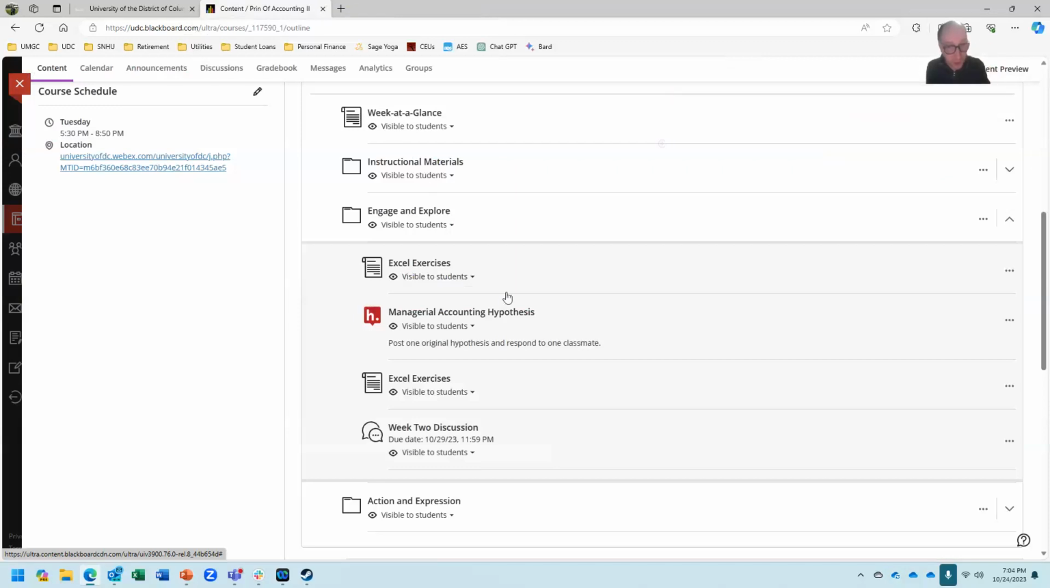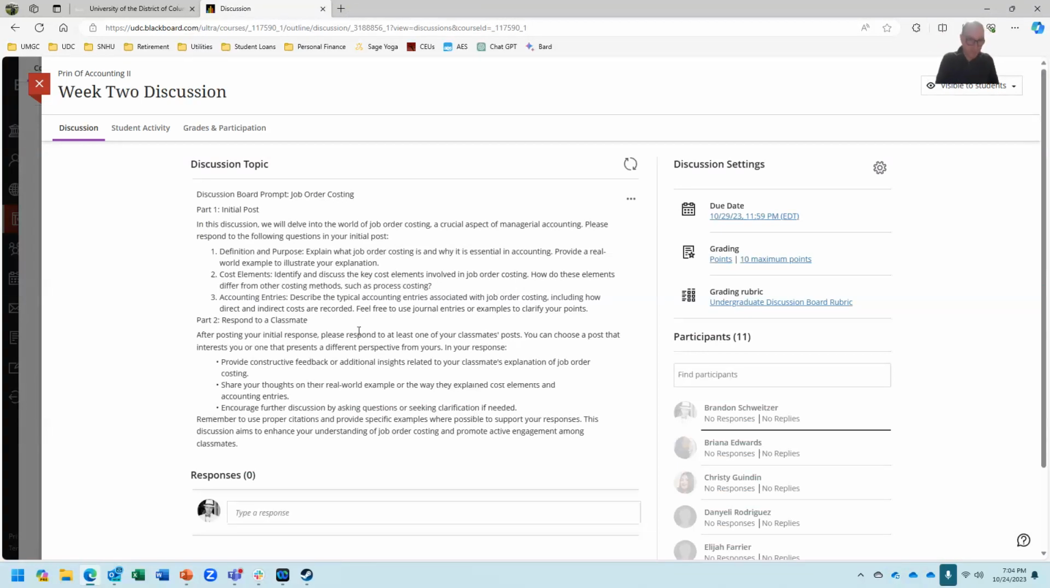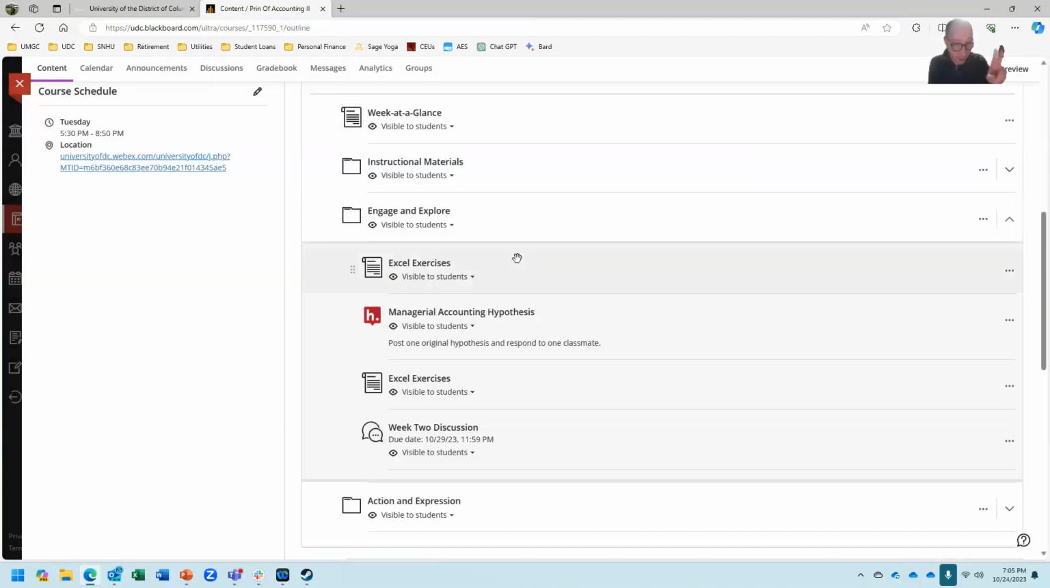Action item number 2 is a discussion board. Here we have a discussion board with 2 parts. One is an original post answering the 3 questions. The second part is respond to a classmate, the constructive response. I've outlined what you need to do here to make it nice and straightforward for you. So action item number 2 is the discussion forum. So number 1, hypothesis. Number 2, the discussion forum.